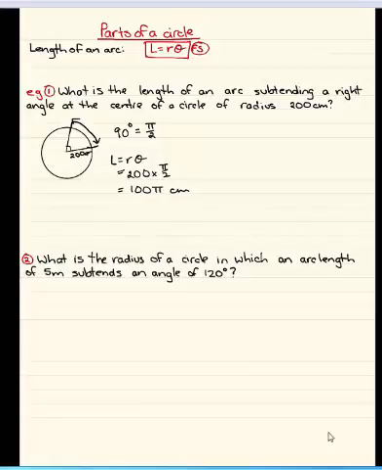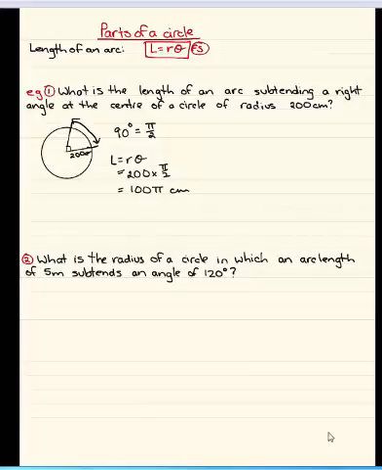Now, unless they say, estimate it to 2 decimal places or something like that, you want to leave your answer in terms of pi. There should be pi's in these answers because that's the exact answer. We're not rounding off or estimating here.